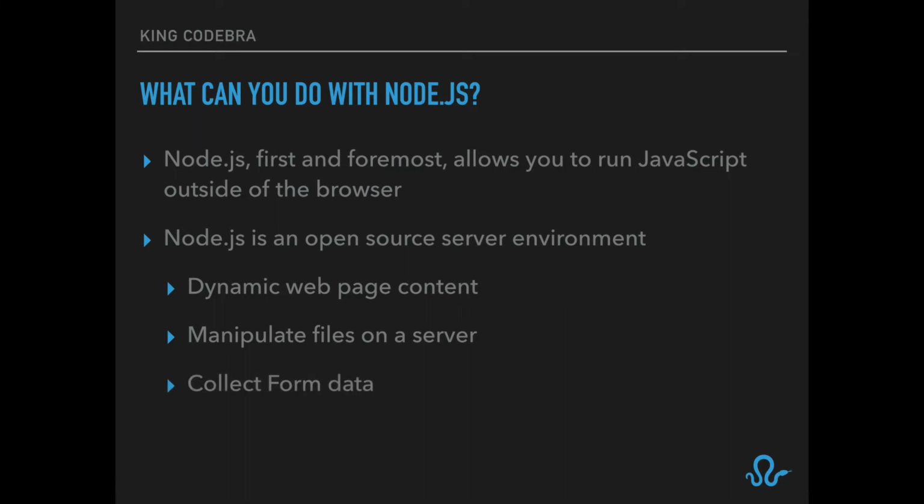Running Node on a server can allow it to collect form data. A form is something on a web page that takes user input. An example of this is like a login screen to a web page. The username and password text boxes are form fields. When you click the submit button, then they are encrypted and sent to the server for processing.